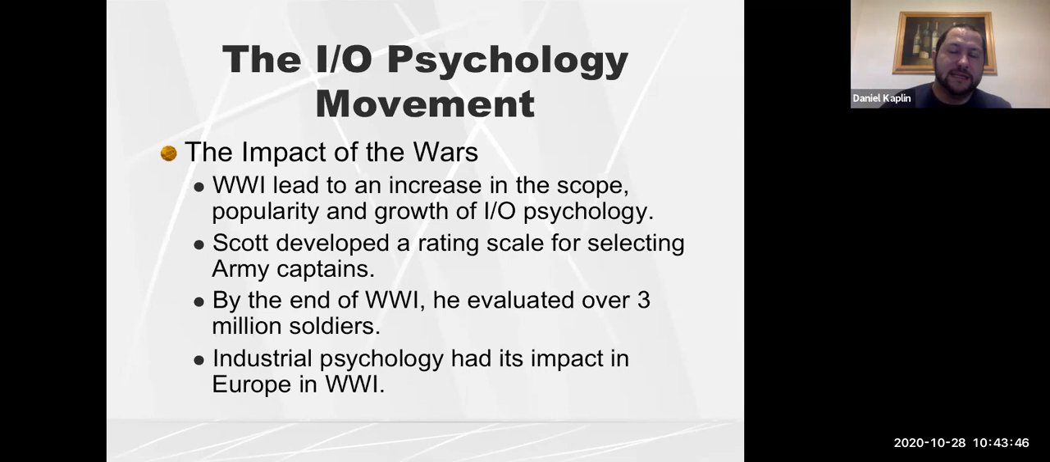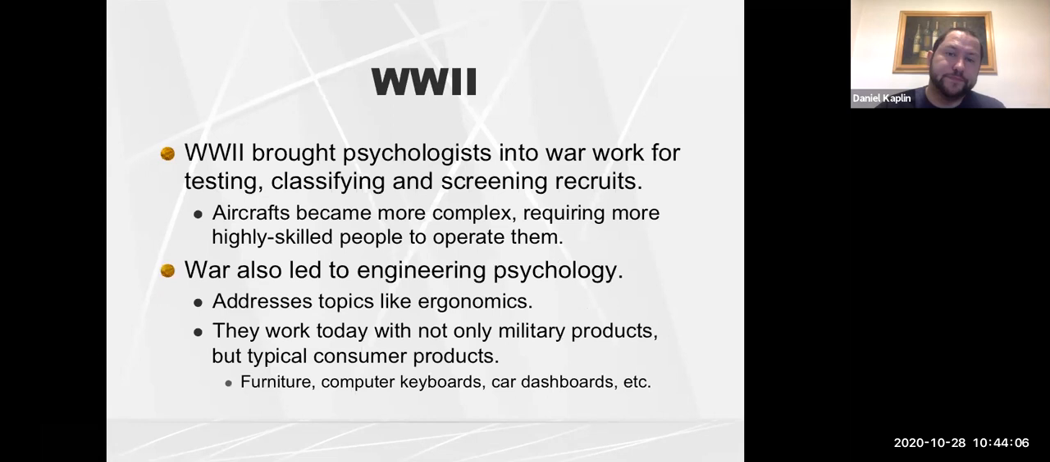So the IO movement, the impact of the war. Again, Scott helped develop rating skills to select army captains. By the end of World War I, he evaluated 3 million soldiers, and it had a profound impact. World War II and IO, well, here's where we start to get engineering psychology. So we start to increase testing and screening recruits. Technology became more sophisticated, so aircraft became more complex, needing highly skilled individuals to operate them in World War II, so testing became important.